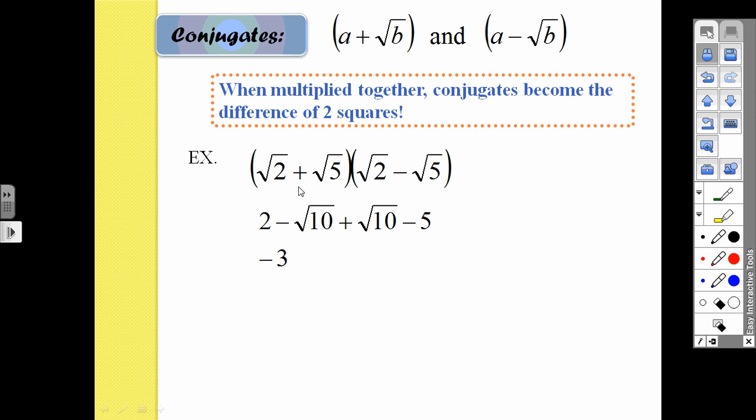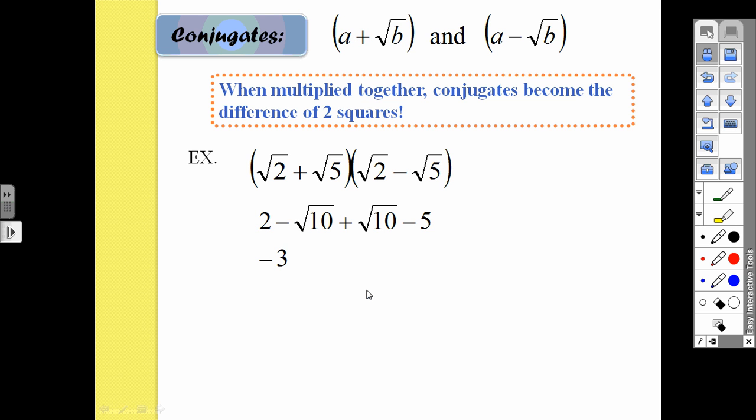So if we take this, for example, 2 plus root 5 and 2 minus root 5, when you multiply this through, you can see how the negative root 10 and the positive root 10 are going to drop out. Root 2 times root 2 is 2, and then root 5 times negative root 5 is negative 5. So if these drop out, we're just left with 2 minus 5, which is negative 3. So quickly, you could just look at the root 2 and square it to get 2, look at the root 5 and square it to get 5, and then just subtract the two numbers. You don't actually have to go through and multiply it all out.